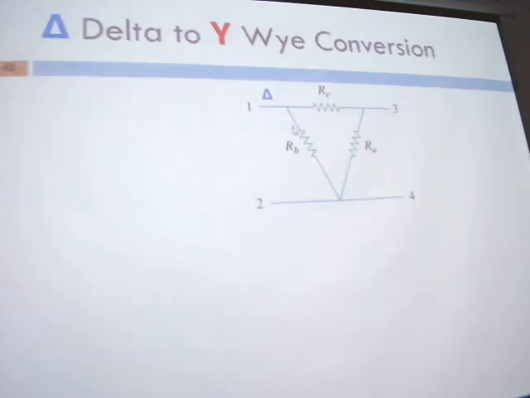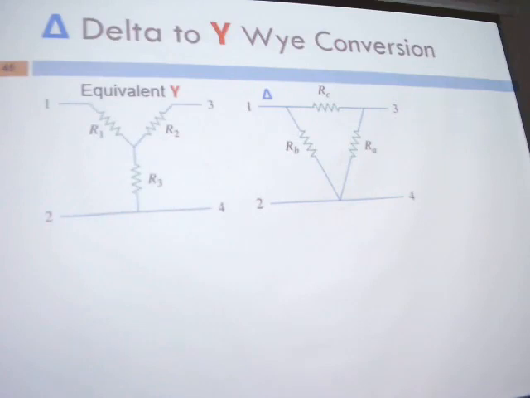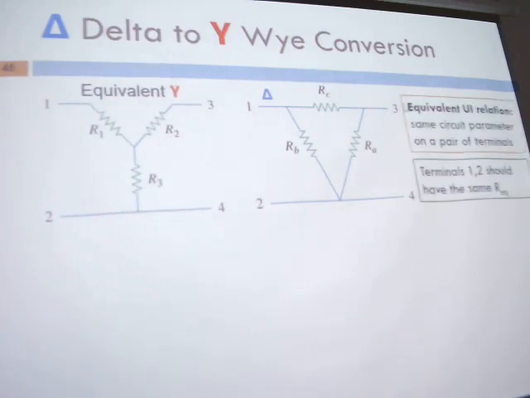Okay. Here is a delta to Y conversion. Equivalent Y is here. If we want those two to be equivalent, we have two conditions, right? It must have the equivalent UI relation. It has the same current parameters on a pair of terminals. What do we mean by a pair of terminals? It means this one and this one. Clear?